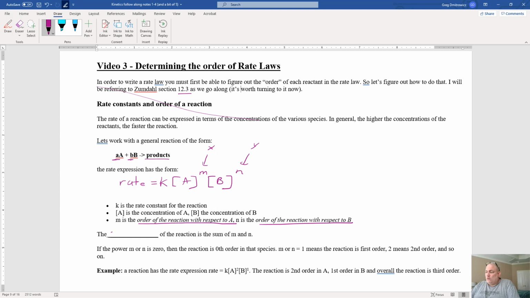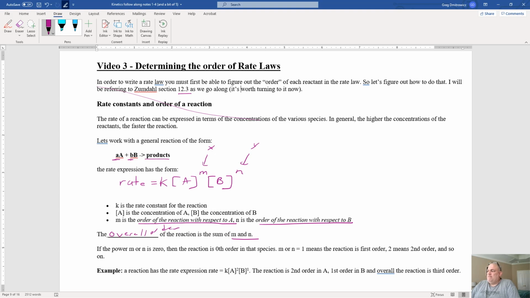The overall order, and they'll sometimes ask you, what is the overall order of the reaction? You just add up m and n together. Now, if you ever have an m or an n with a zero value, I hope you understand that whenever you take something and put it to the zero power, it's 1, right? We'd say it's zero order. If m or n is 1, we say the reaction's first order, and if it's 2, it's second order, and so on.